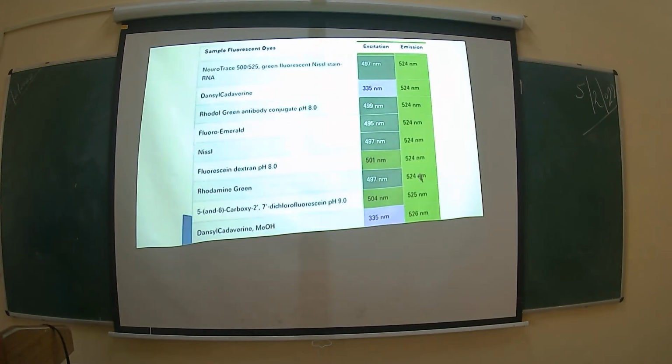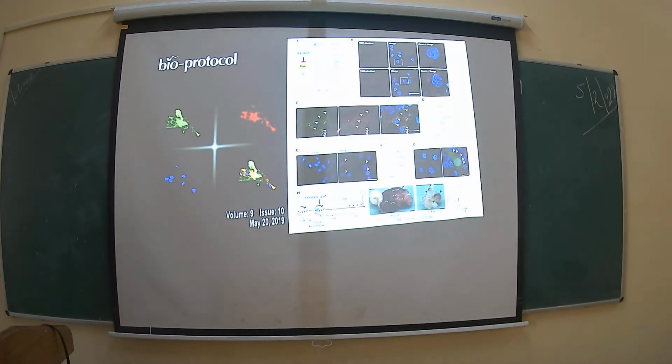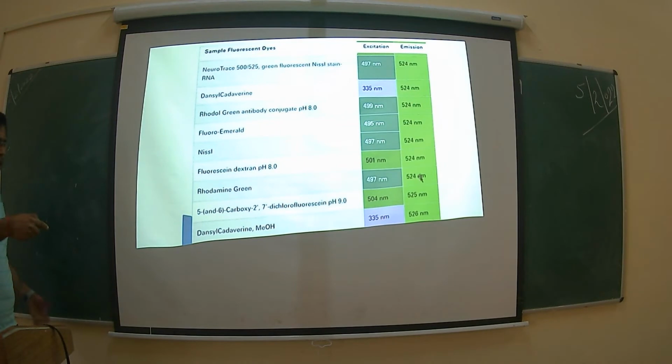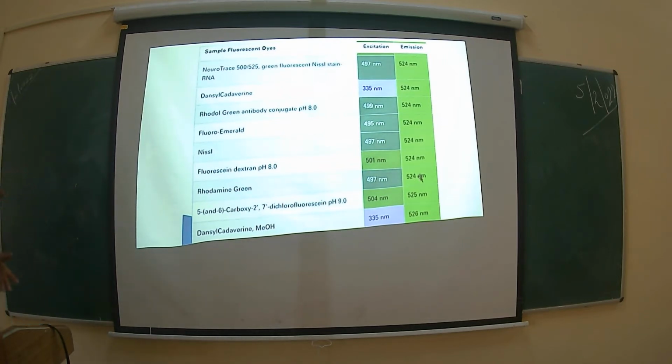Similarly, all these dyes, rhodamine green is also very important, fluorescent dextran is very important, and TMR dextran is there. Rhodamine green is named green, so it will emit green light. So you have to add blue light. This is excitation and this is emission light. These are the fluorescent dyes, some names and their excitation and emission spectra. Okay, is that clear?